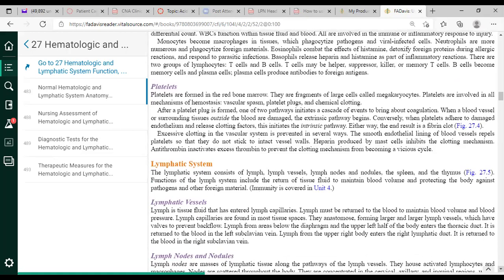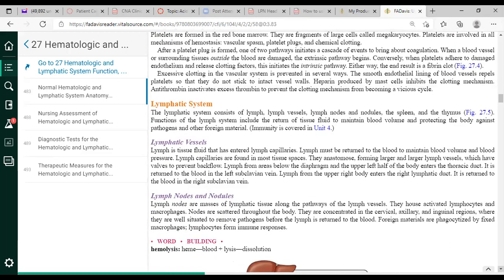The lymphatic system, will somebody read this paragraph? The lymphatic system consists of lymph vessels, lymph nodes, and nodules, the spleen and the thymus. Functions of the lymph system include the return of tissue fluid to maintain blood volume and protecting the body against pathogens and other foreign materials. Immunity is covered in Unit 4.